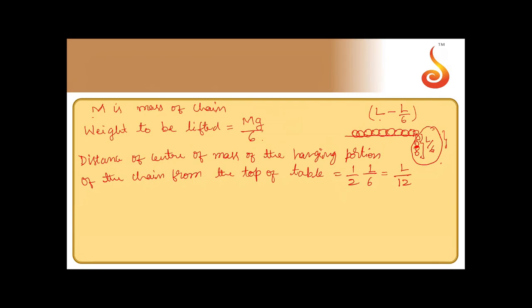So, work done in lifting is weight to be lifted into distance. So, work done should be equal to mg by 6, this is the force required to lift it, into the distance through which it has to be lifted, L by 12. So, that will be mgL by 72. That is option D.